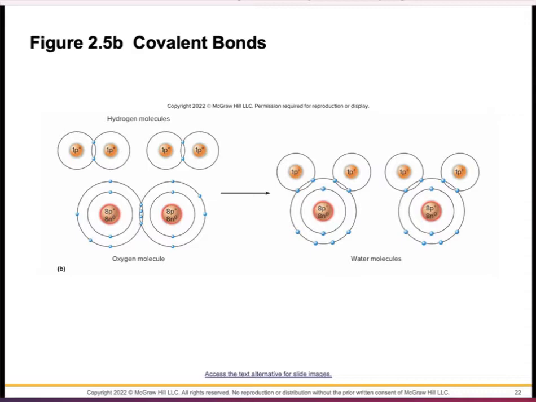This illustration is going to show two hydrogen molecules and an oxygen molecule that form covalent bonds to form two water molecules, okay? So an oxygen is going to share an electron with each of the two hydrogen atoms to form the water molecules.